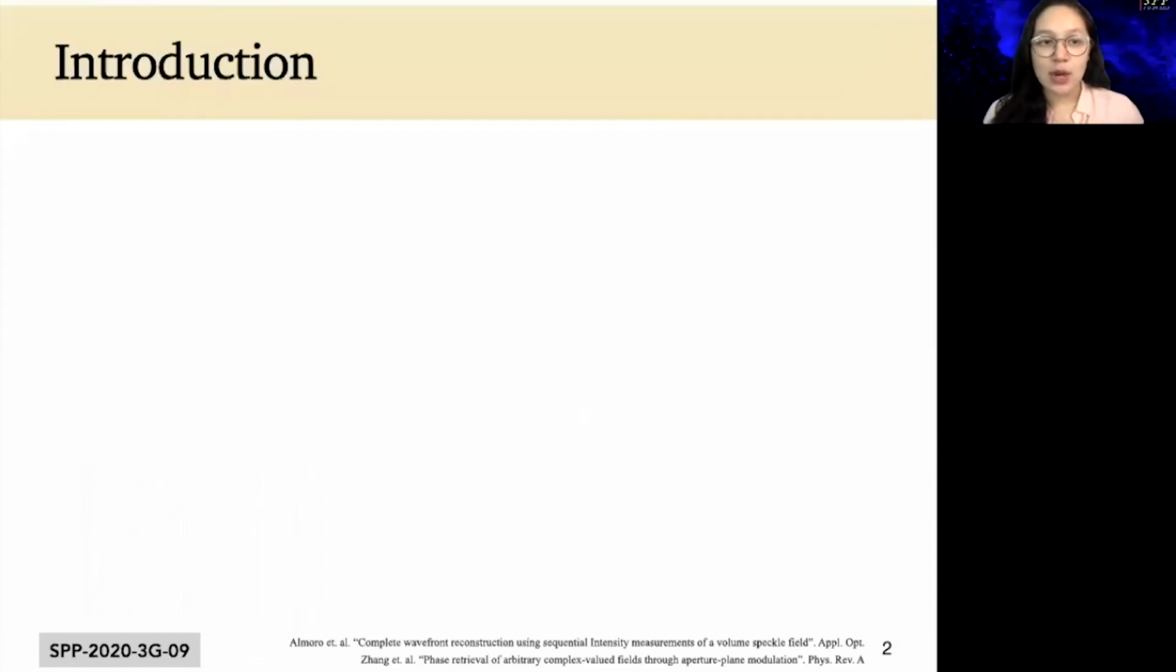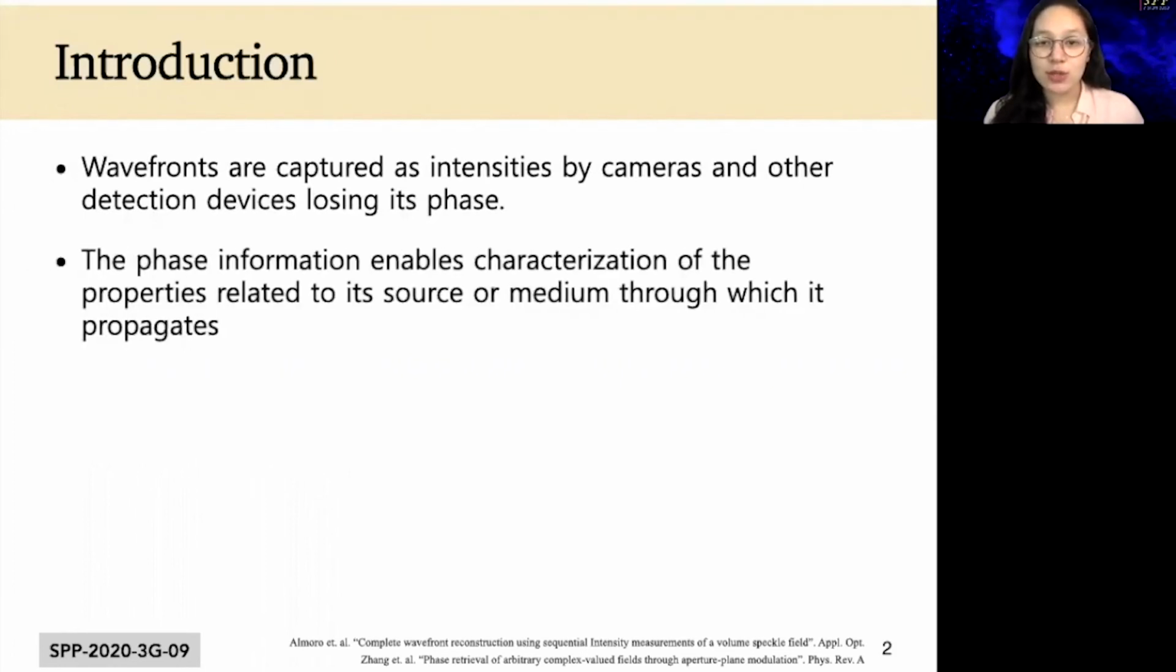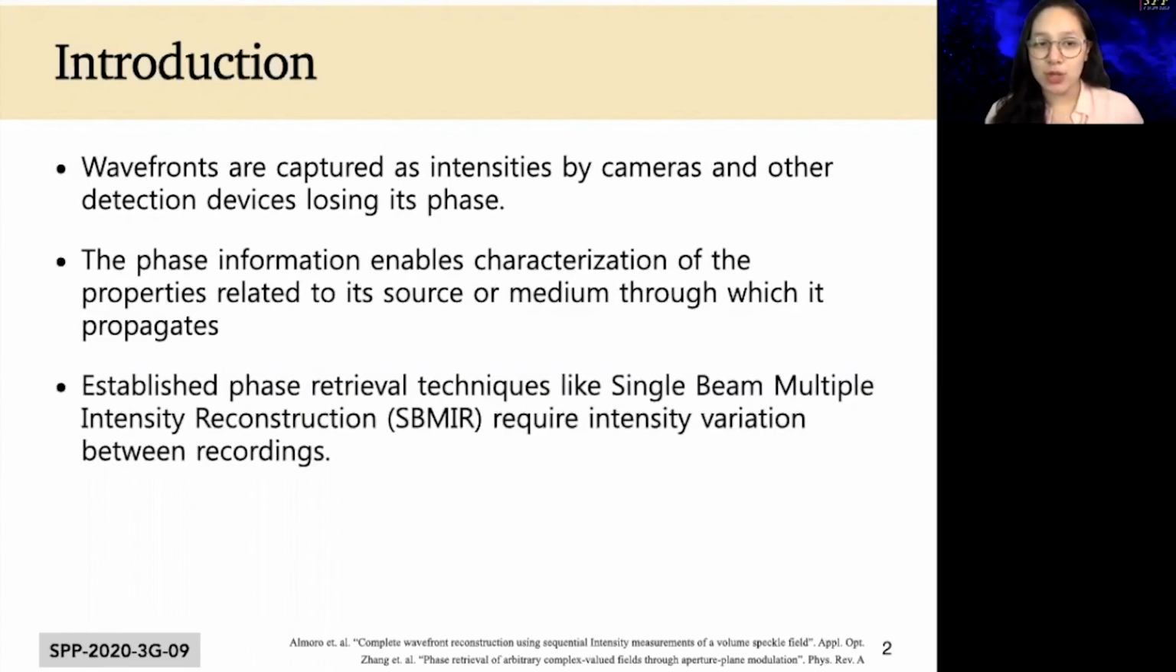I will talk about enhanced reconstruction and mass translation phase retrieval using two recording planes. Wavefronts are conventionally captured as intensities only. Solutions to retrieve important phase information include the single beam multiple intensity reconstruction, or SBMIR. Its drawback is requiring mechanical translations of the sensor.